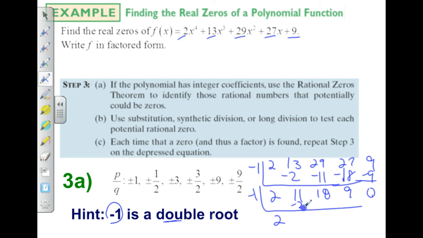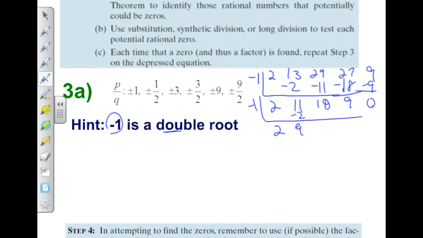So -2, add 9, -9, 9, -9, and it's a 0. So I'm left with 2x squared, because this was an x to the 4th, this is an x to the 3rd, plus 9x plus 9. Now remember, if this doesn't factor, I have to use the quadratic formula.